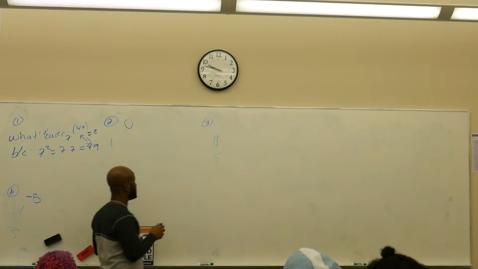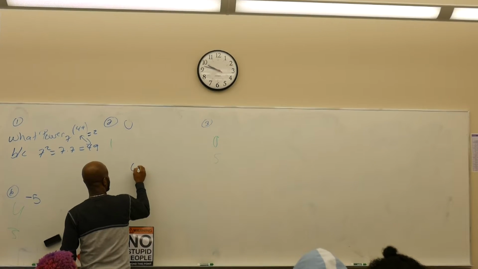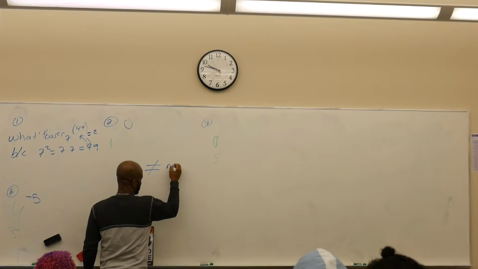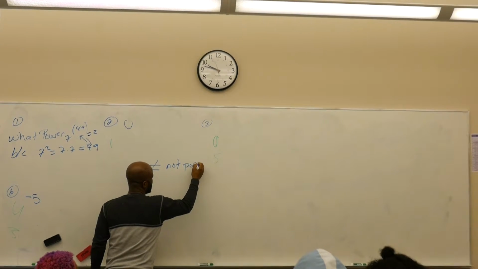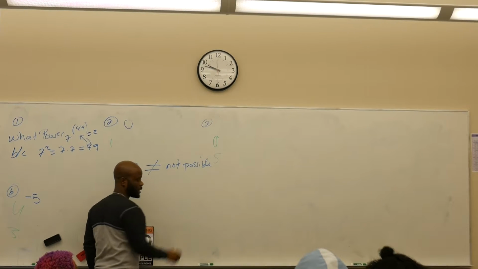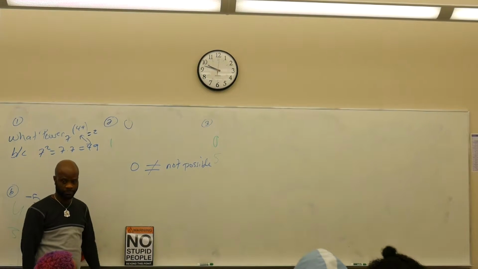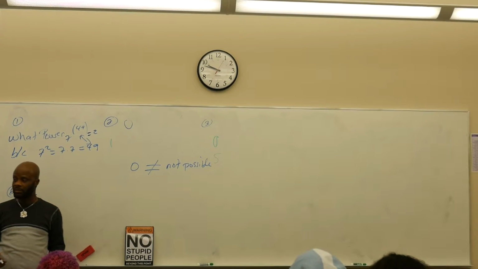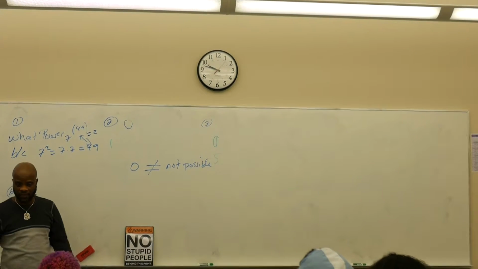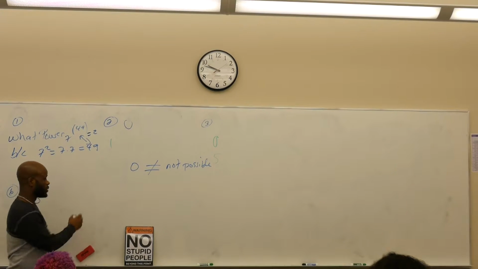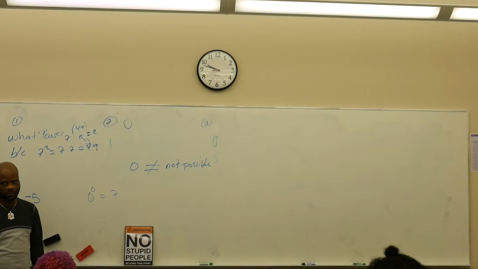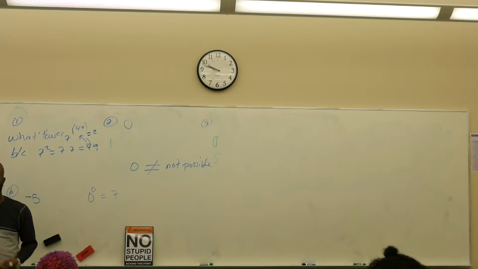I see a misconception here. 0 is not equal to not possible. They're not the same thing. 0 is a number. It's 0. You're telling me 0 to the 0 is 7. If you put 0, then you're telling me that 0 to the 0 is equal to 7. You're giving me an answer, and that answer is 0.